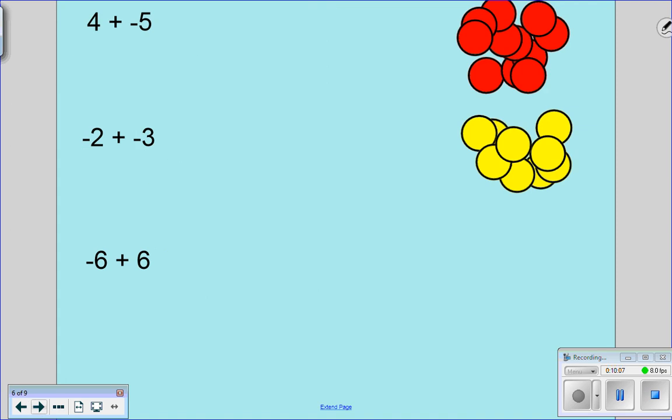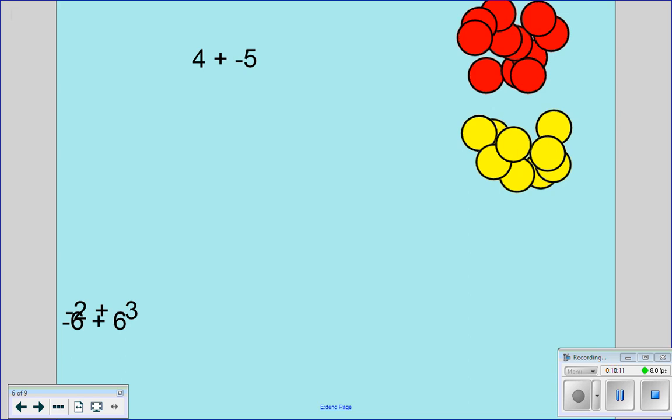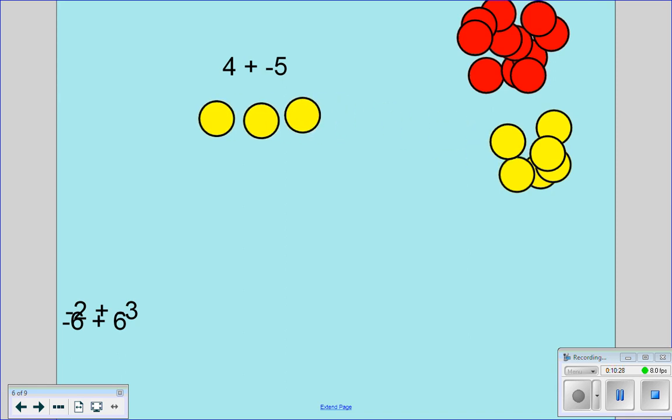I have a whole bunch on my board here. Let's just do them together. We'll do the first two together. Let's do this one. What are you going to put on your board? What are you going to do, McKenna? Yes, 4 yellow tiles. That's what my problem says. 4 yellow tiles. 3, 4.